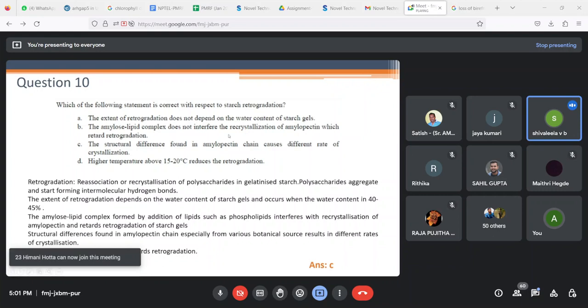And for retrogradation to happen, you generally require a water content of somewhere around 40 to 45%. If your starch has more water, then it becomes very dilute and it will not retrograde.